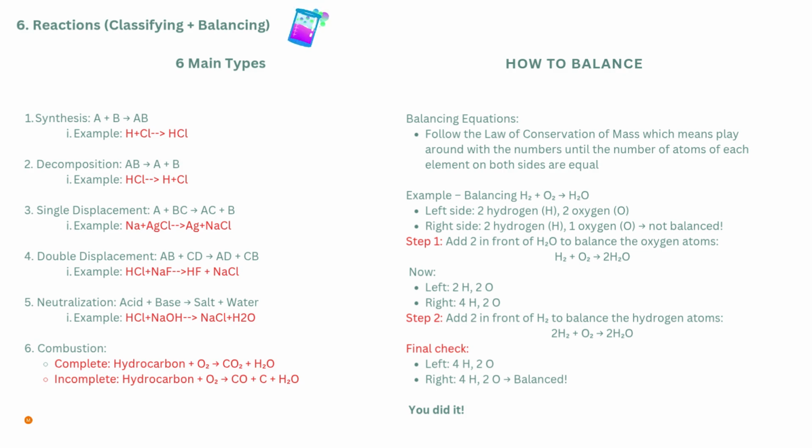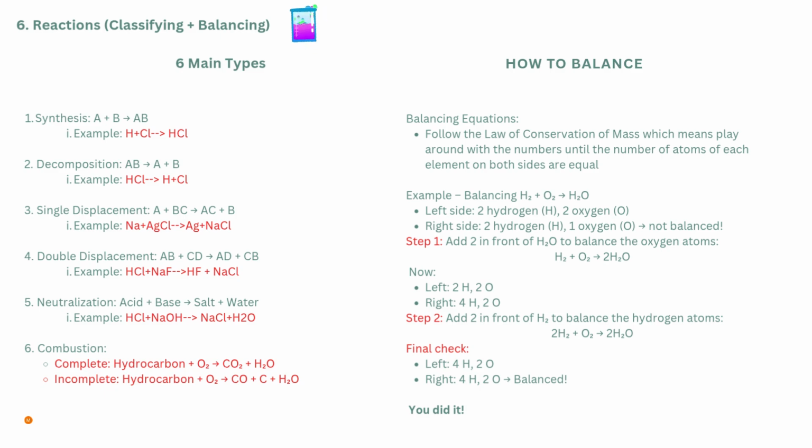We have then single displacement, when one element replaces the other. You can see sodium plus AgCl becomes Ag plus sodium Cl. Sodium replaces Ag. Metal always replaces metal, nonmetal replaces nonmetal. Second, double displacement. These are when two compounds swap parts. You can see HCl plus NaF equals HF plus NaCl. Cl and Na come together, H and F come together.